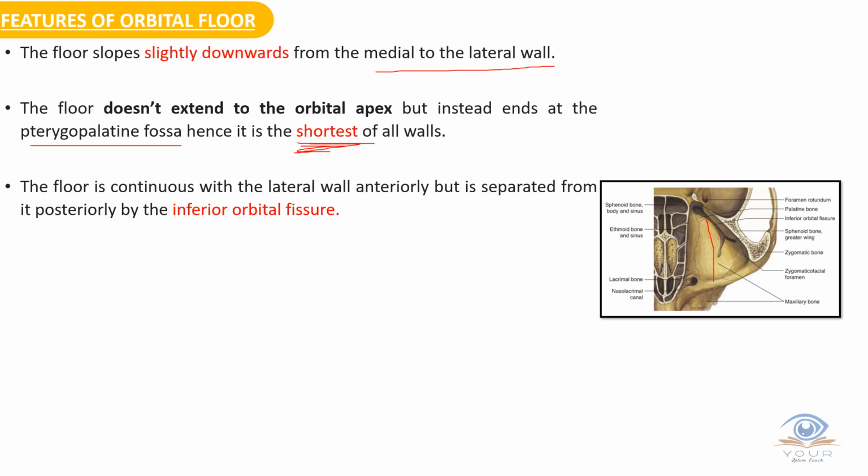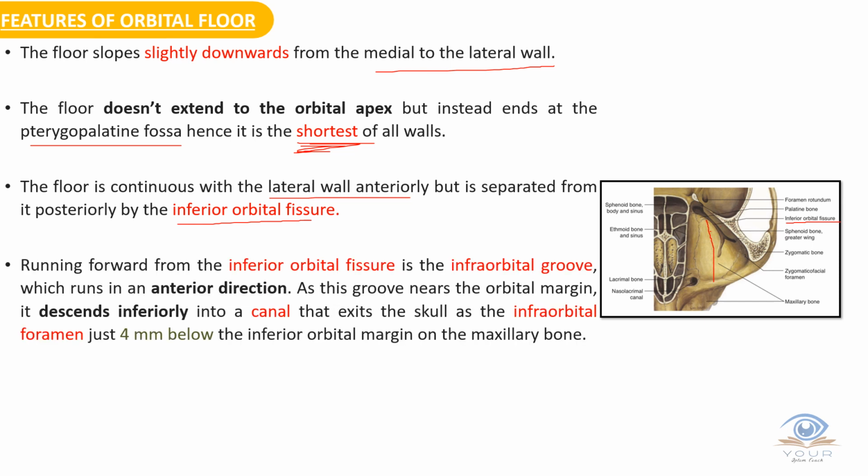The floor is continuous with the lateral wall anteriorly, but is separated from it posteriorly by the inferior orbital fissure. So as we can see, this is the inferior orbital fissure, which is separating the floor from the lateral wall. Running forward from the inferior orbital fissure is the infraorbital groove, which runs in an anterior direction.